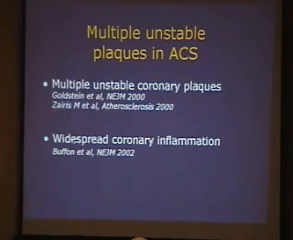Here in the paper by Zairis on atherosclerosis, the higher number of unstable plaques was correlated with higher levels of CRP. And in this paper that we published with Antonino Buffon in the New England Journal in 2002, that paper showed that there is widespread inflammation in patients that have unstable angina, Braunwald class 3B unstable angina.